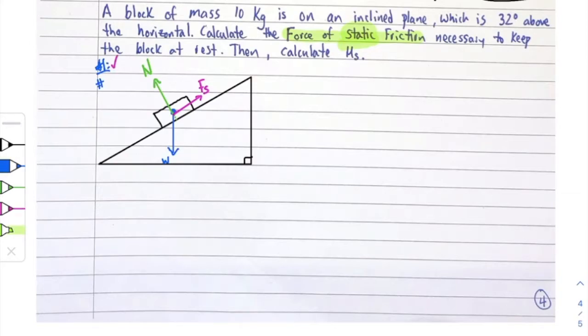Now let's do step number 2, which says pick a coordinate system. You've got to remember, for ramps, the block wants to move down the ramp. So we decided last time we're going to define that way as the positive x direction, which means our positive y is going up. So on a ramp we have what's kind of a rotated coordinate system.